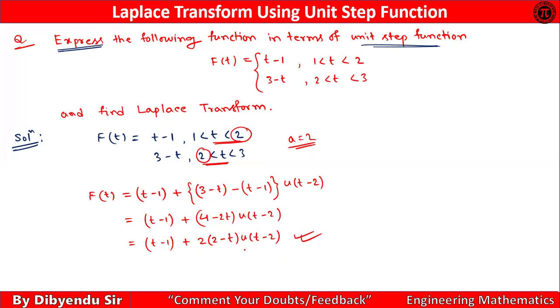Now you can explain what is u t minus 2, where u t minus 2 equals 0 when t is less than 2, and 1 when t is greater than or equal to 2. Now you have to apply Laplace transform on the function f of t. Clear? So next page.